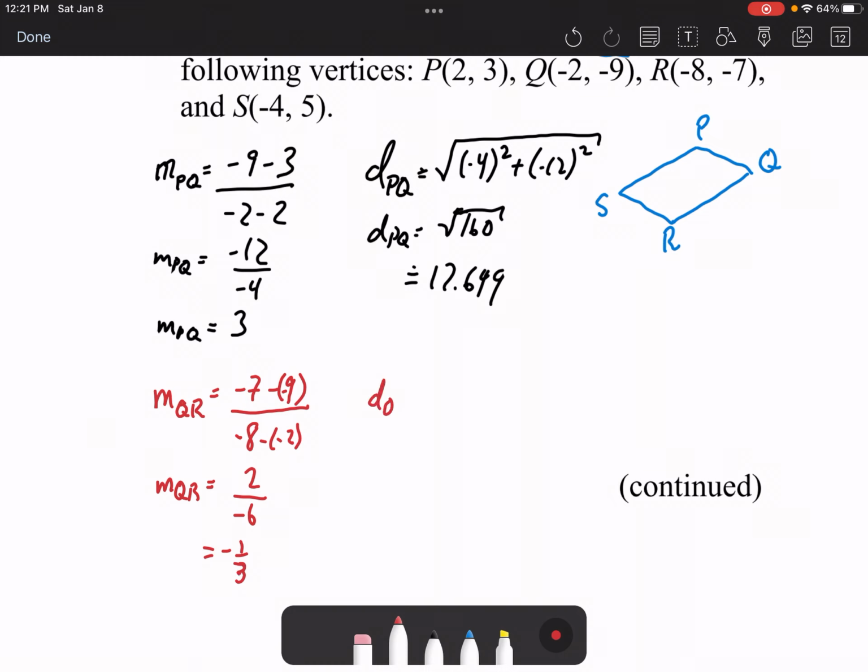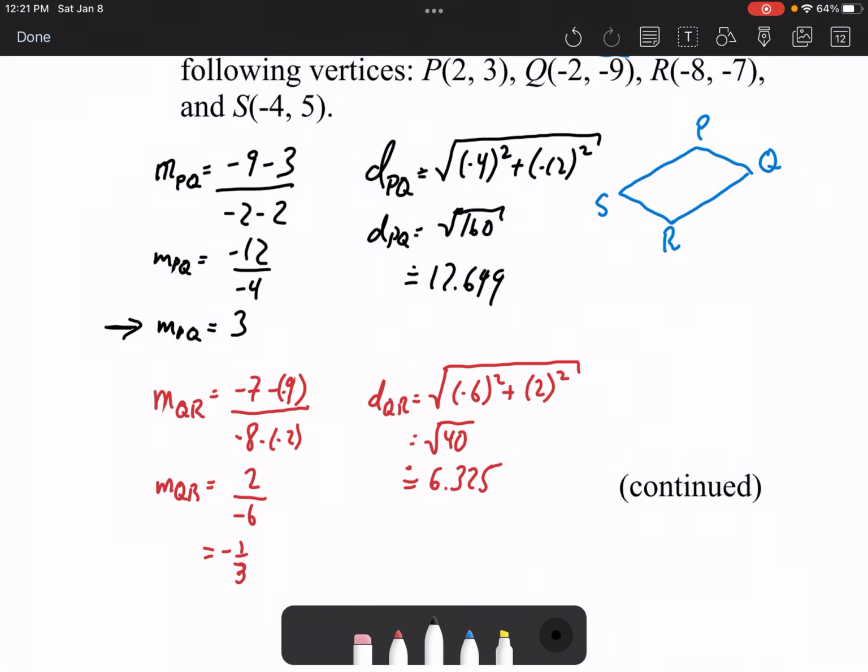Again, I'm going to work out the distance. This one turns out to be the square root of 40, which is approximately 6.325. So far, the only thing I can notice is that this slope and this slope are negative reciprocals of each other. That means the angle at Q is a right angle.